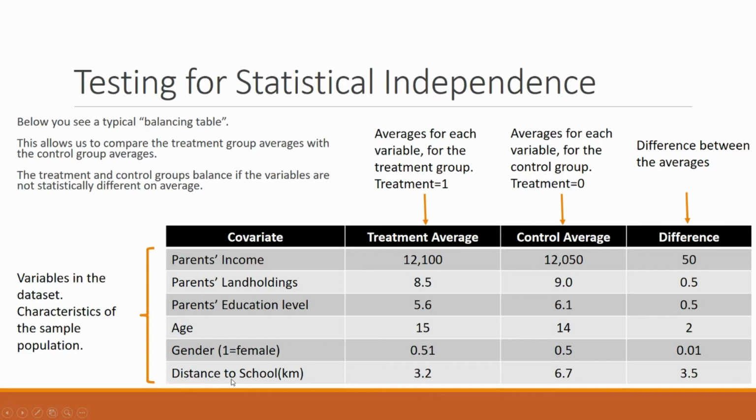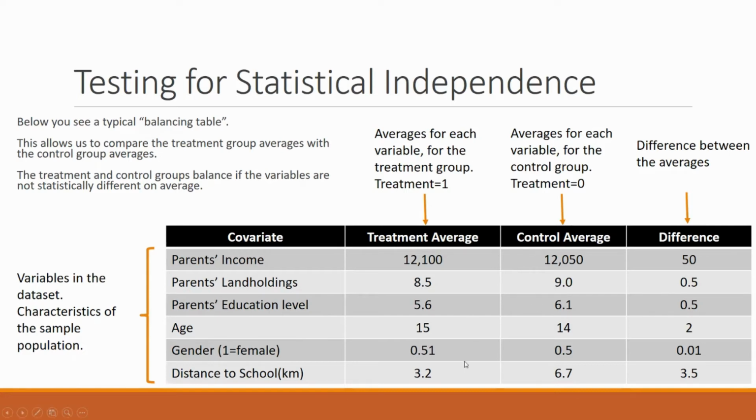Here, we're still thinking back to this question about textbooks and students' test scores. Now we've divided our students into a treatment group, the group of students that will receive the textbook, and a control group, the group of students that does not receive a textbook. Of the students that will receive a textbook, we take the average of all these variables: average parents' income, average parents' land holdings, average education level of the parents, average age, average gender, average distance to school.